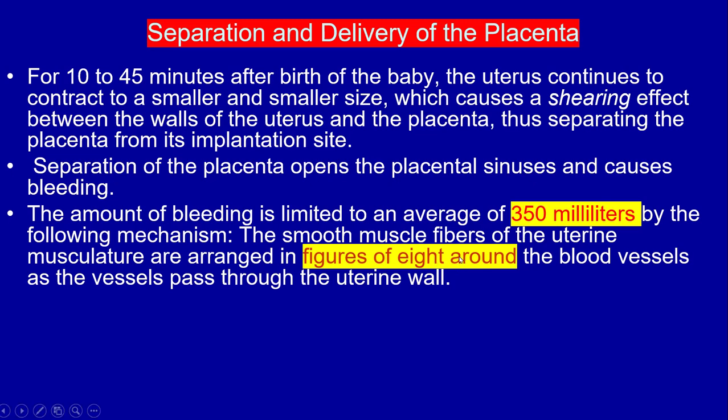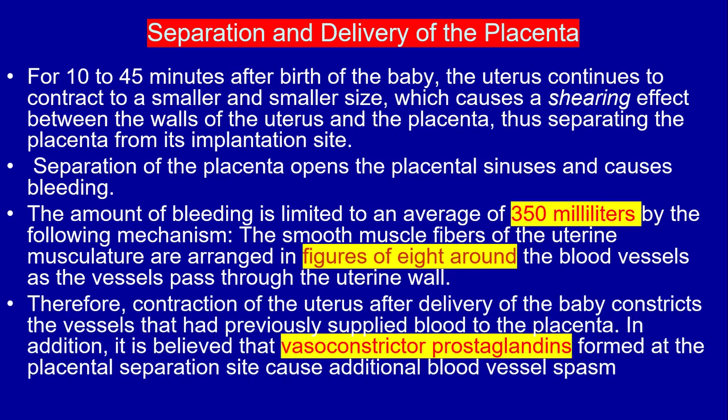The smooth muscle fibers of the uterine muscle are arranged in figure of 8 around the blood vessels as the vessels pass through the uterine wall. Therefore, contraction of the uterus after delivery of the baby constricts the vessels that had previously supplied blood to the placenta. In addition, it is believed that vasoconstrictor prostaglandins formed at the placental separation site cause additional blood vessel spasm. So two mechanisms are involved.